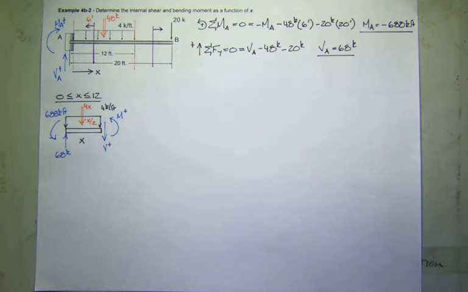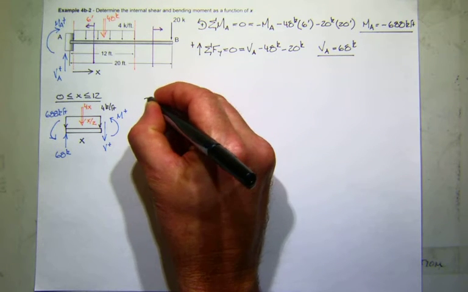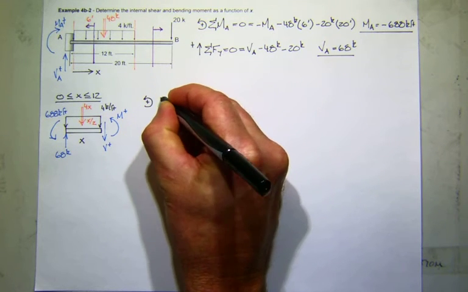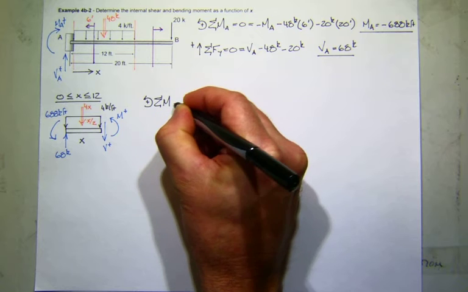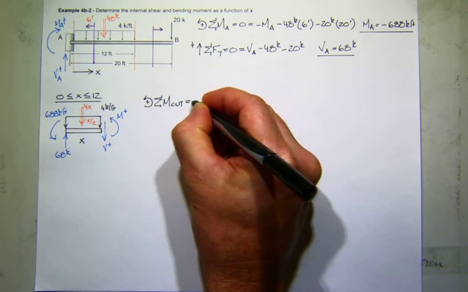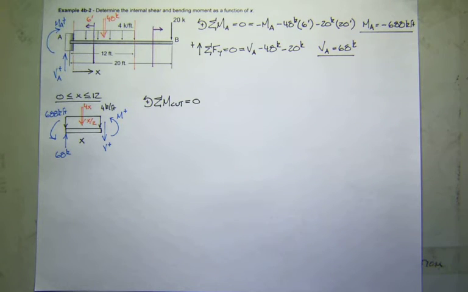Did I get everything? I think that's it. So let's make sure that piece is in equilibrium. So I'll sum moments. Use right-hand rule for my sign convention. We'll do it about the cut. We'll make sure it's equal to 0.